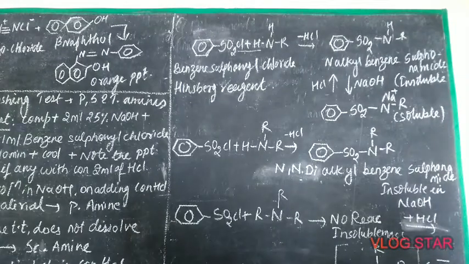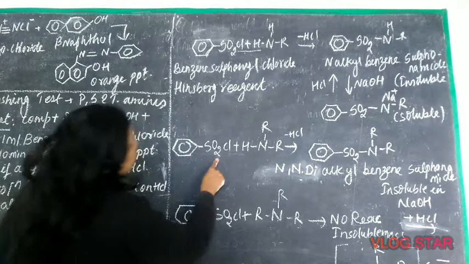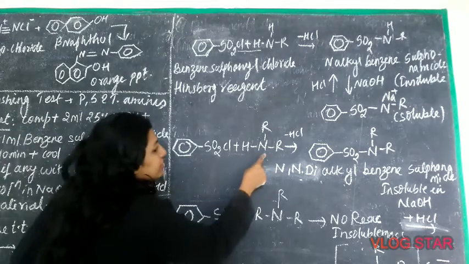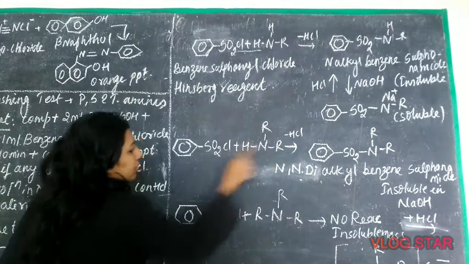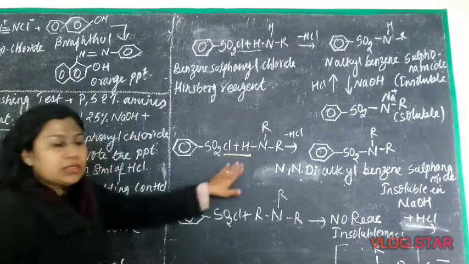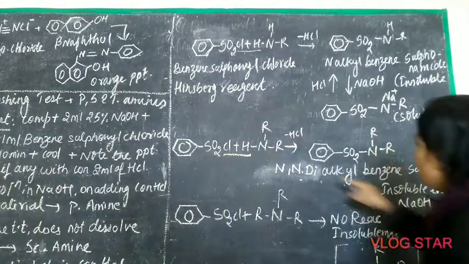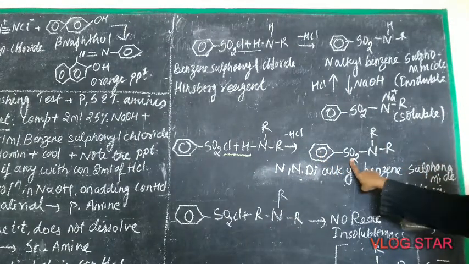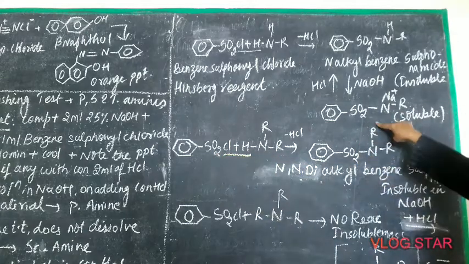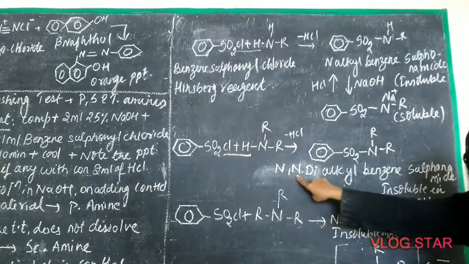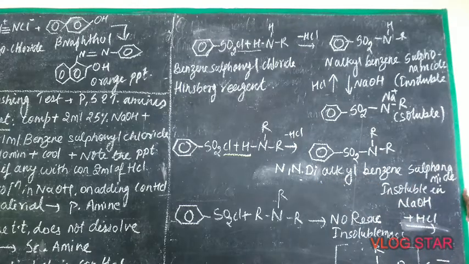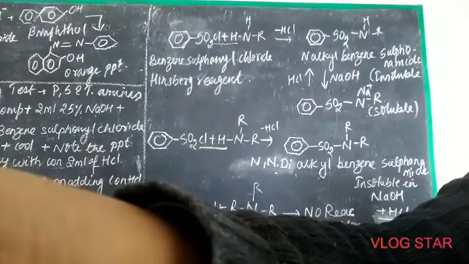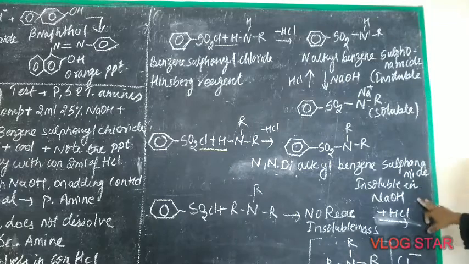Next, this benzene sulfonyl chloride reacts with secondary amine, NHRR. Again the same reaction: HCl is removed here and you get this benzene ring SO2 with NRR. N,N-dialkyl benzene sulfonamide, which is insoluble in NaOH.